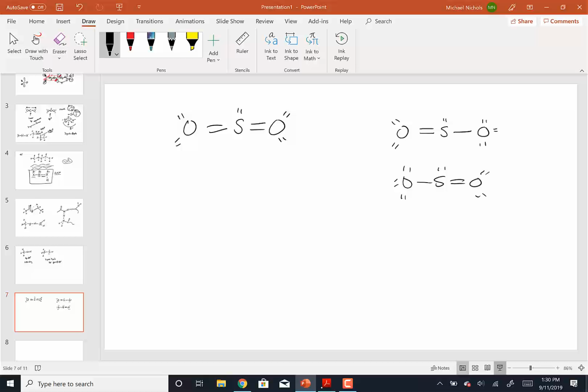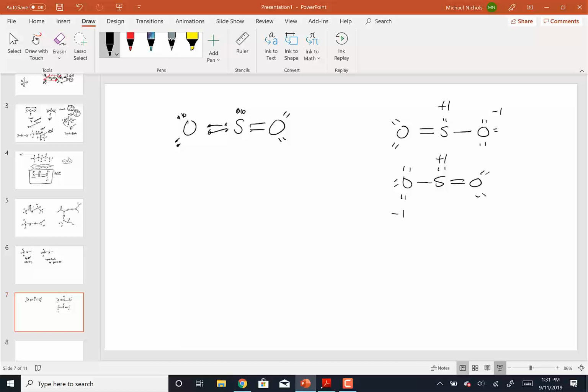Oxygen came with 6. It owns 1, 2, 3, 4, and then 1 each in the bond, 5, 6. That's a 0. Sulfur came with 6. 1, 2, 3, 4, 5, 6. And oxygen. So they're all zeros. How about these 2 resonance structures over here? Any formal charges? The sulfurs have a +1, and then the oxygen that has a -1, and that one has a -1.